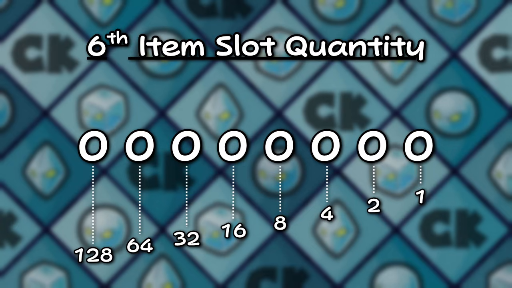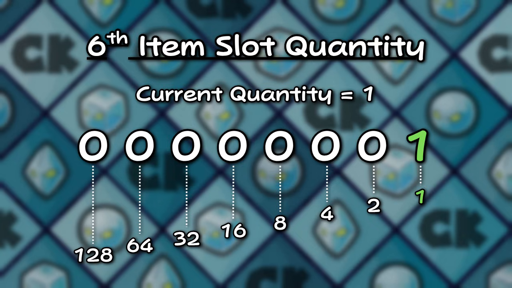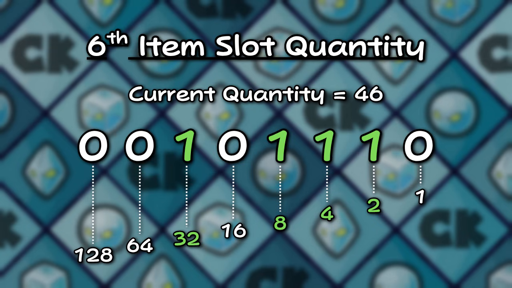If you didn't have any items in the 6th slot, the byte would contain all zeros. If you had 1 in the 6th slot, the byte changes to this. Each bit gets added up to give you the total number of items in that slot. So if you had 46 items in the slot, the byte would look like this.